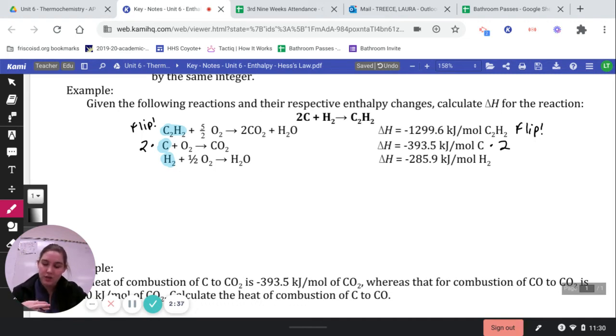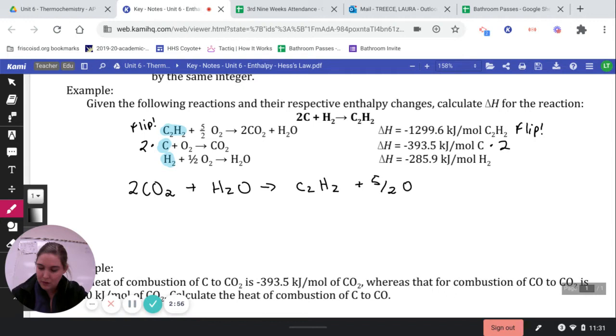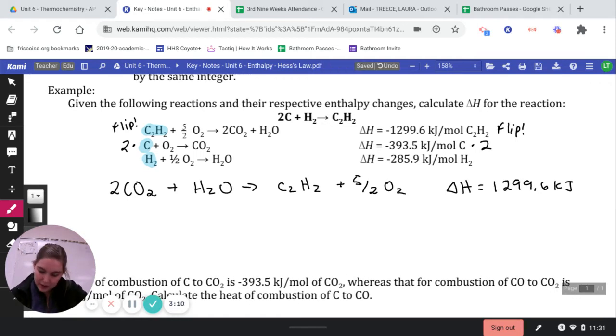I like to write out the changes after I've done them and then cancel out. So since I flipped this first reaction, when I flip it, it'll be 2CO2 plus H2O yields C2H2 plus 5/2 O2. And then my delta H would be positive 1,299.6 kilojoules per mole. All right, and I multiply that one by 2.